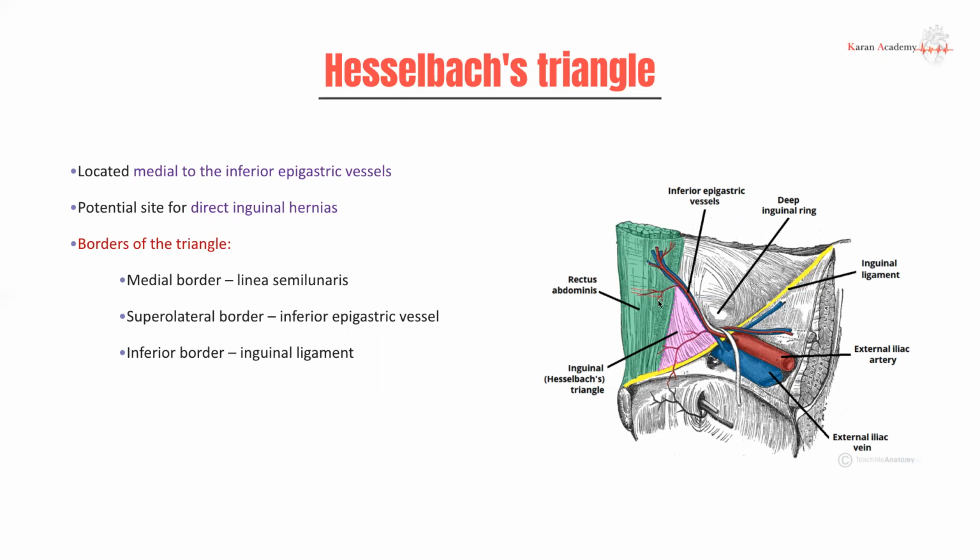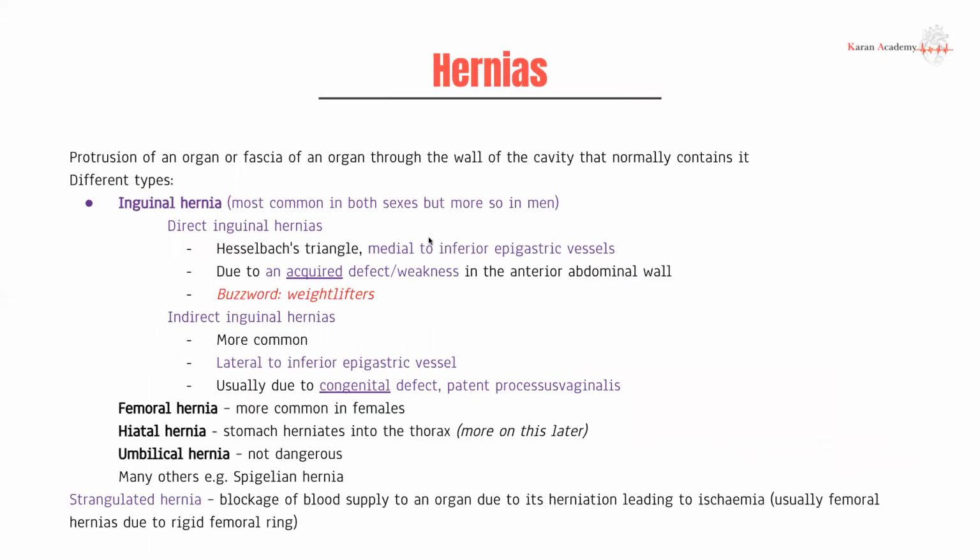Why is this triangle important? Now, when we talk about inguinal hernias, and we'll do so in a second, they can either be passing medial or lateral to this structure or this space, and that often distinguishes direct from indirect inguinal hernias. Another key thing to note is the presence of the deep inguinal ring, that is lateral to Hesselbach's triangle.